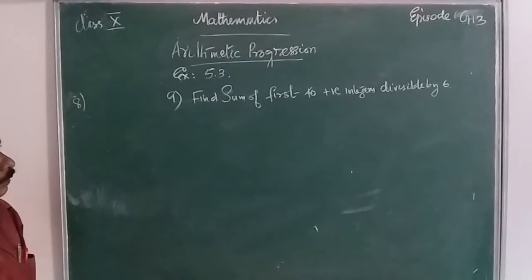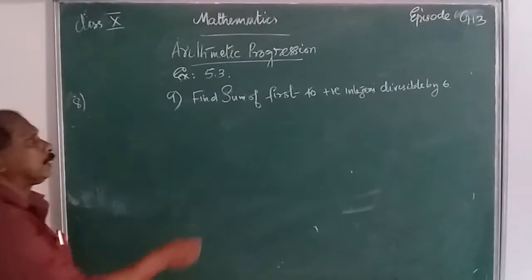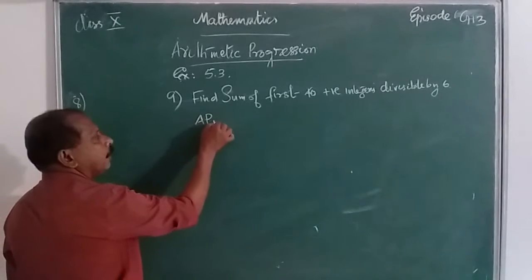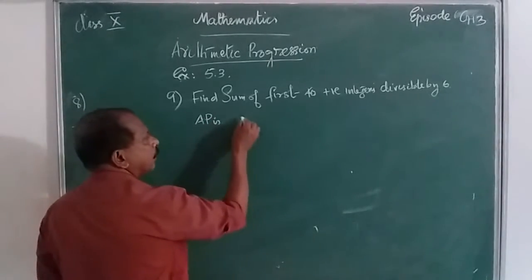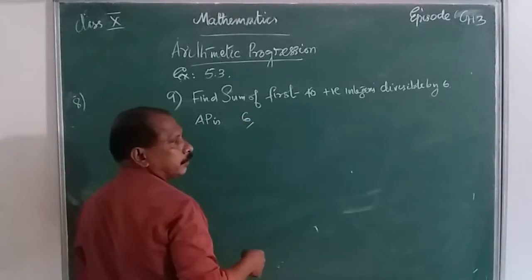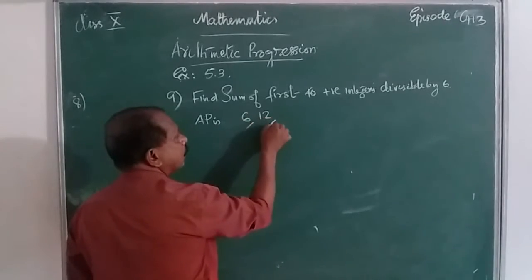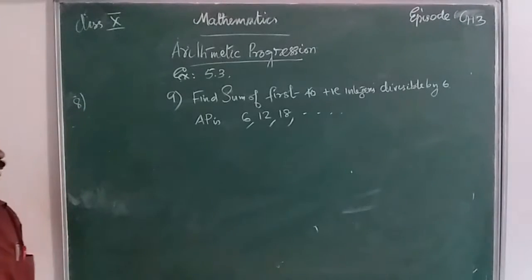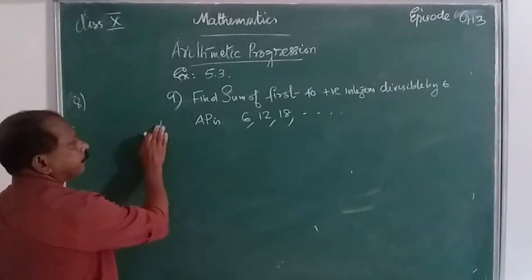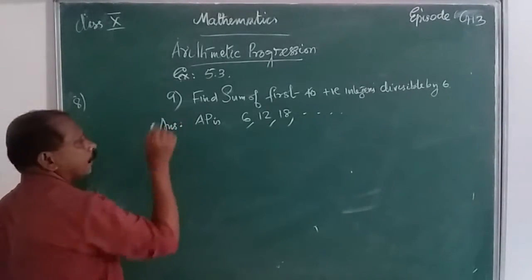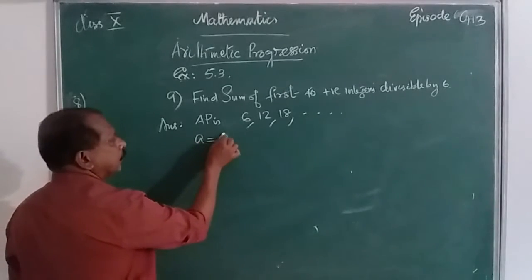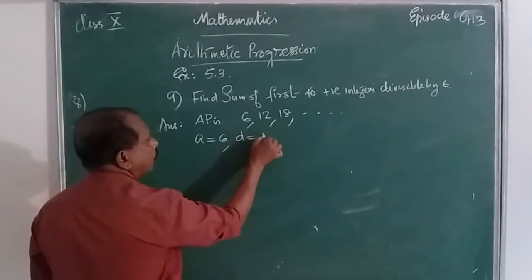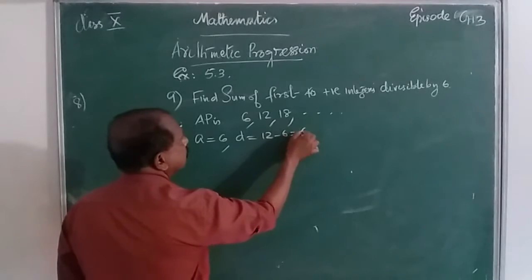Therefore, the first number divisible by 6 is 6. Therefore, the AP is 6, 6 plus 6, 12, 18, etc. These are the multiples of 6: 6 by 6 is 1, 12 by 6 is 2, 18 by 6 is 3, etc. Therefore, a is equal to 6. d is equal to 12 minus 6 is equal to 6.